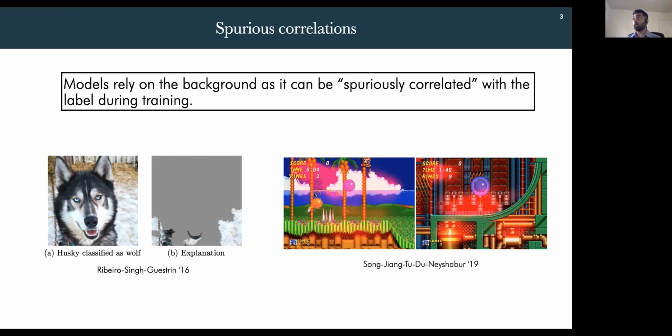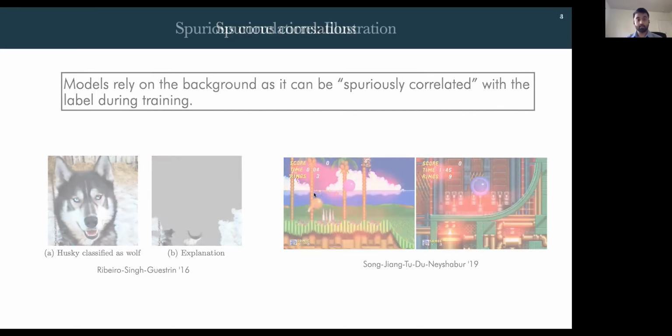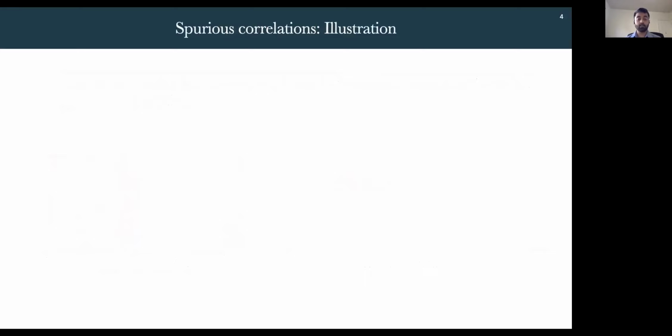So this was just to give you a high level, concrete example of what spurious correlations are and how they can affect your test time performance. But let me go over a very simple illustrative example, which I'll use as a running example throughout the rest of my talk. So this is a cow-camel classification task. This is a standard example that many papers use to motivate this problem.